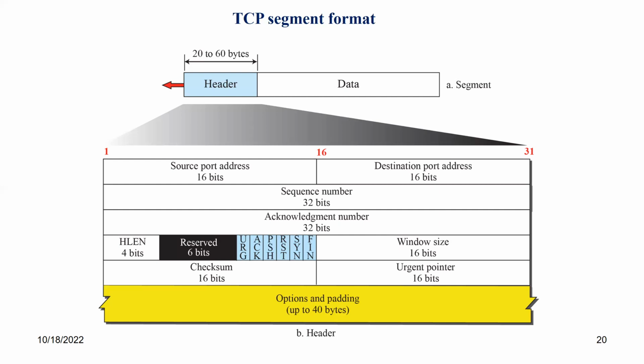The first is URG, the urgent. Second is ACK, the acknowledgement. Third is PSH, push data. Fourth is RST, that is nothing but reset the connection. SYN represents synchronizing the sequence number. FIN represents final, that is to terminate the connection.